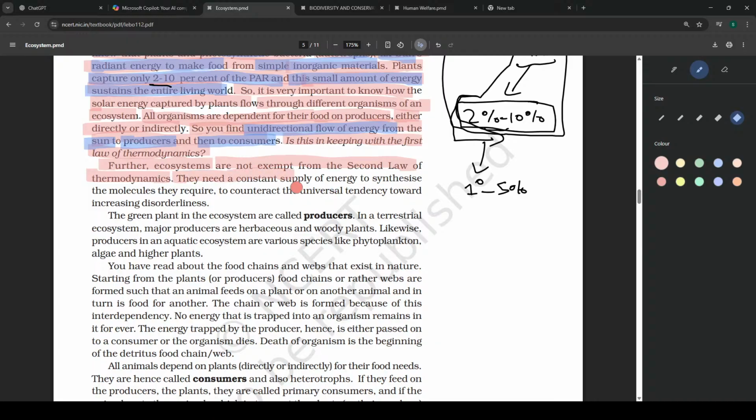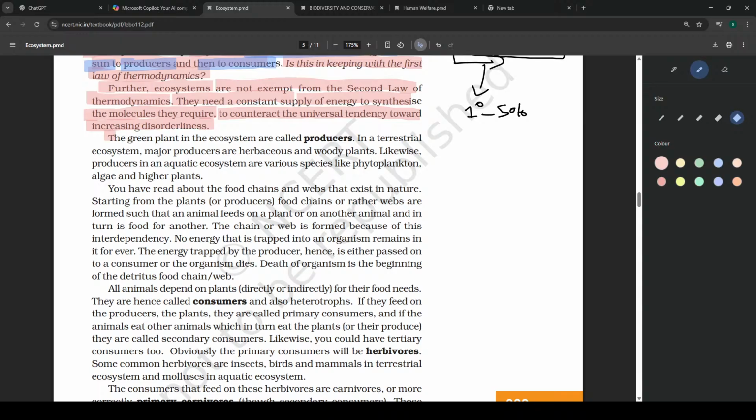They need a constant supply of energy to synthesize the molecules they require. One more way of phrasing the same thing: to counteract the universal tendency towards increasing disorderliness. We know that entropy keeps on increasing, so we need a constant supply of energy to synthesize molecules and counteract the entropy.